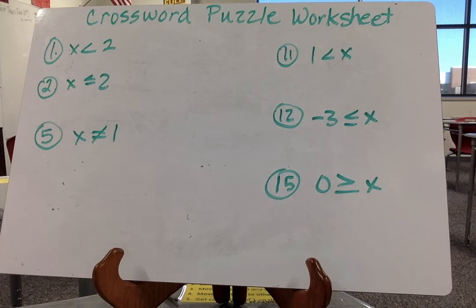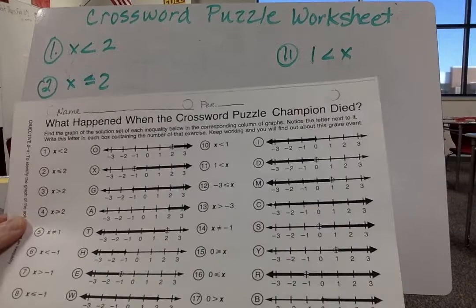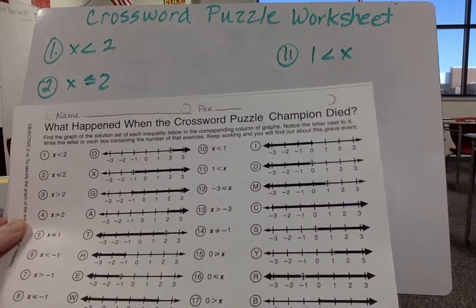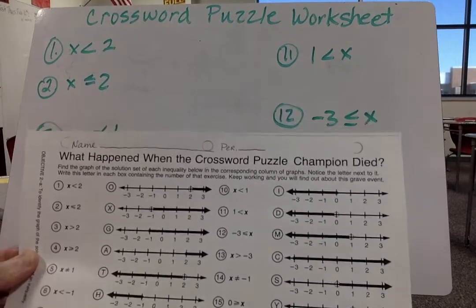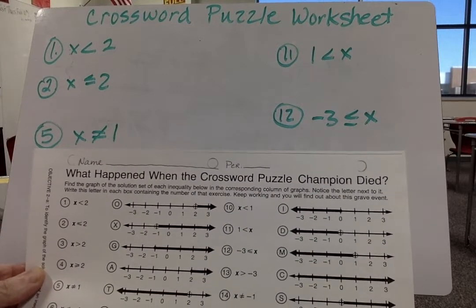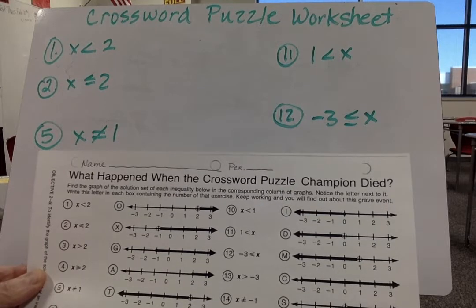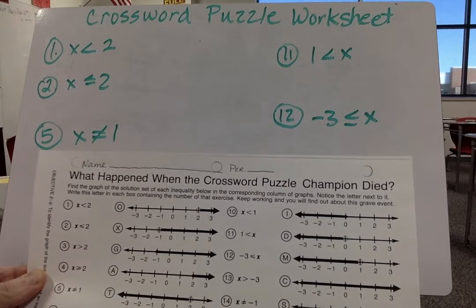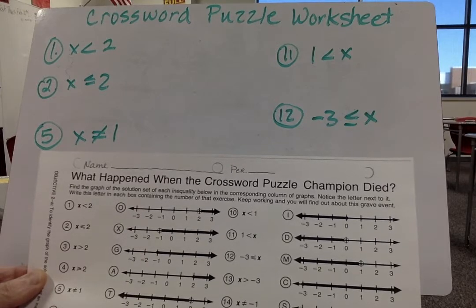Hello students, today we will be doing the crossword puzzle champion sheet. It says, find the graph of the solution set of each inequality below in the corresponding column of graphs. Notice the letter next to it. Write this letter in each box containing the number of that exercise. Keep working and you will find out about this grave event.